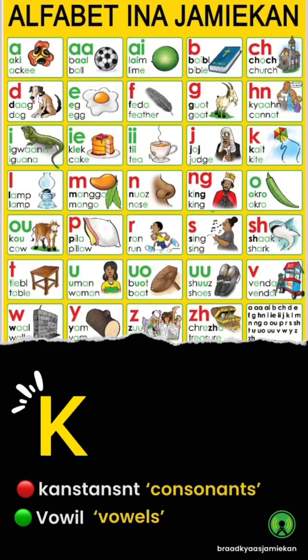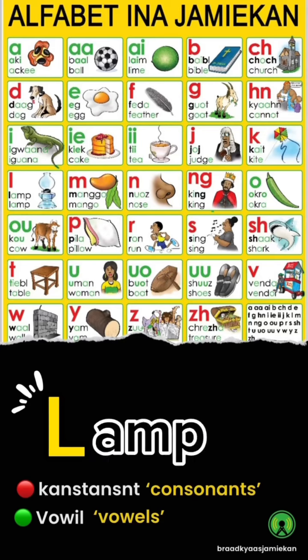Then you have K, the K. Now, you know how sometimes the C in English can be used for the K sound? That's not in Jamaican. So you say K, cat. Cat starts with K in Jamaican. Anytime you make the K sound, it's K. Simple as that. And if you look at the alphabet, you will see that C is not in there at all.